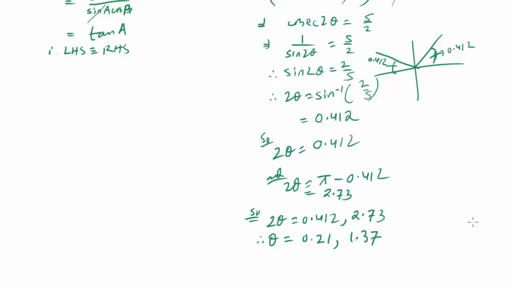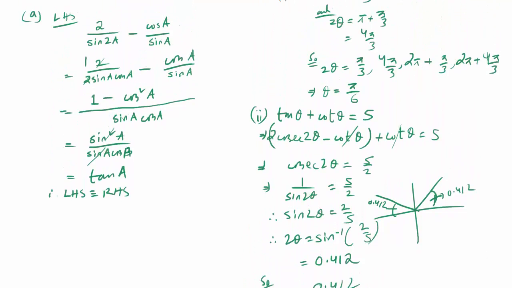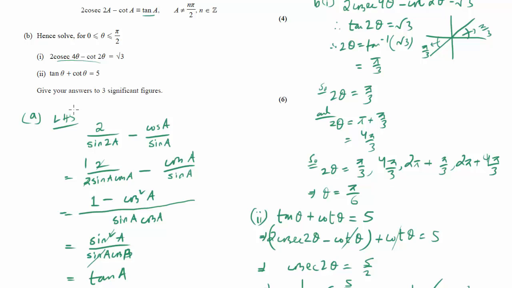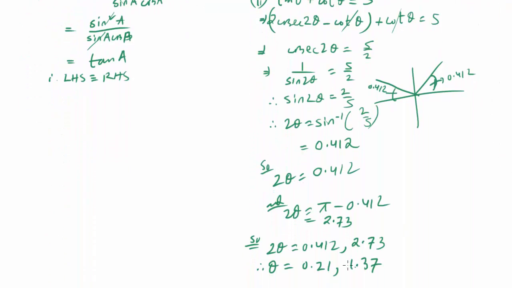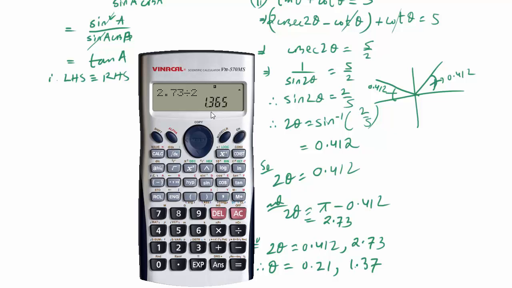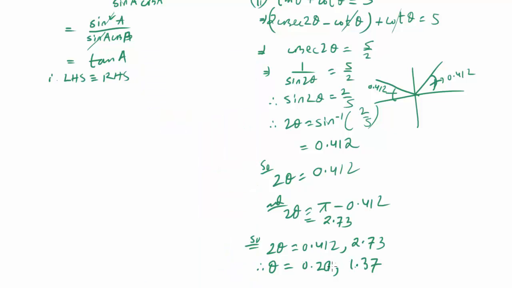Now it's always a good idea to check whether they ask for decimal places or significant figures. So let me check. They have asked for 3 significant figures. So 0.412 divided by 2 will be 0.206, to 3 significant figures.